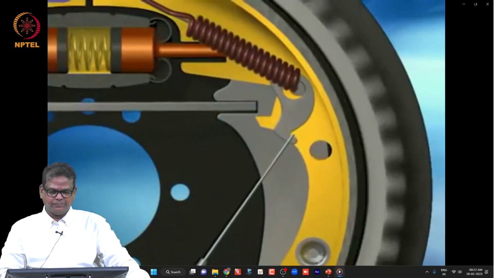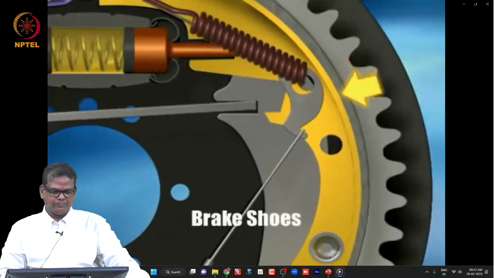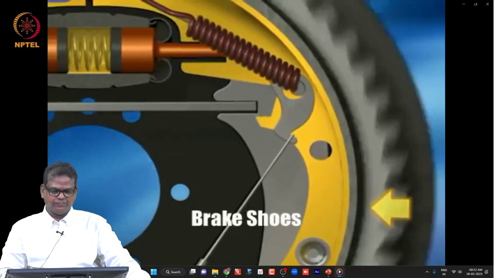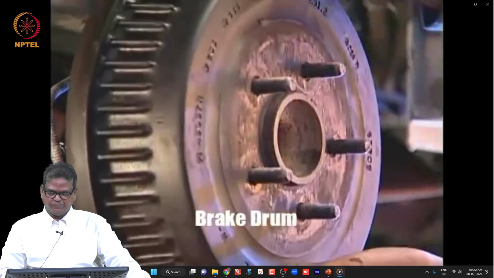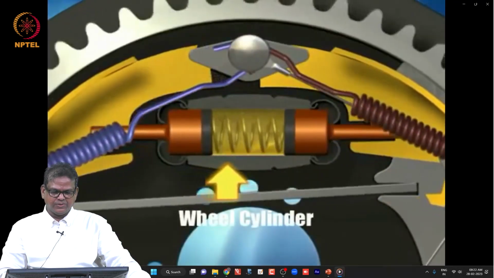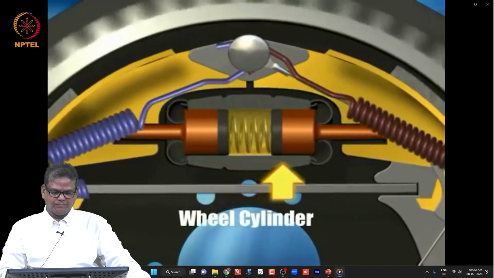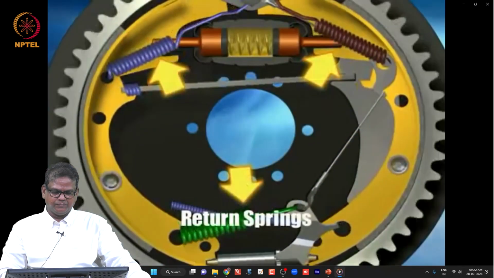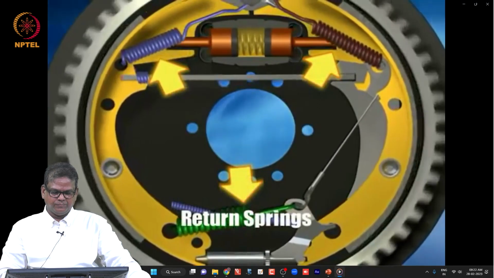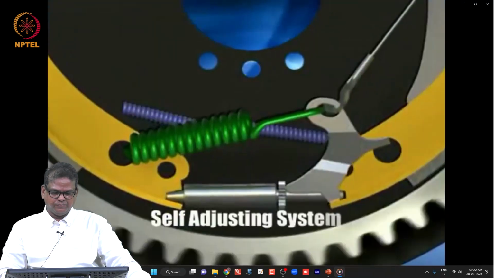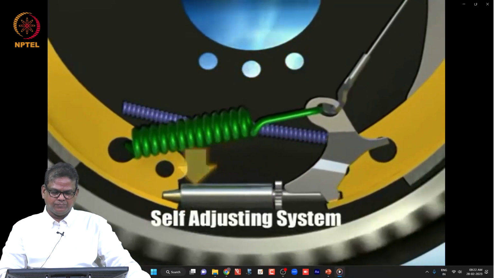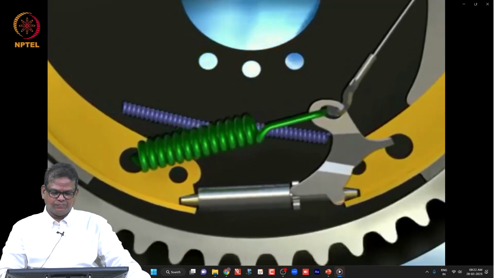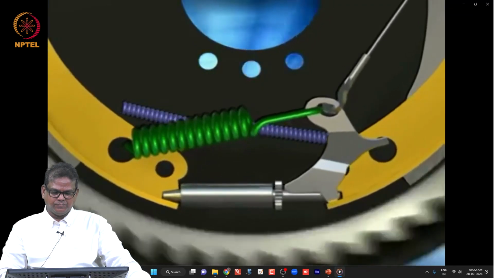The main components of drum brakes are brake shoes, the friction material that contacts the brake drum; the brake drum, the round cast iron housing that's used to stop the vehicle with the brake shoes; the wheel cylinder, the component that forces the brake shoes out to the drums; return springs, springs used to retract the brake shoes; and the self-adjusting system, which automatically readjusts the distance the brake shoes need to travel to contact the drums as the brake shoes wear down.